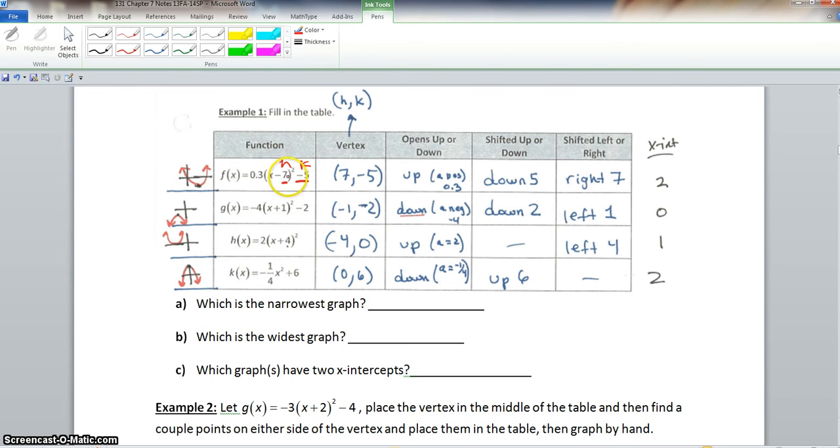And remember, in this case, h is positive. So we have opens up or down. Our a is positive, so we know it opens up. Now it's shifted up or down. Now we know it shifts down because our k is negative. And then shift left or right, it goes to the right, +7, because h is a +7.